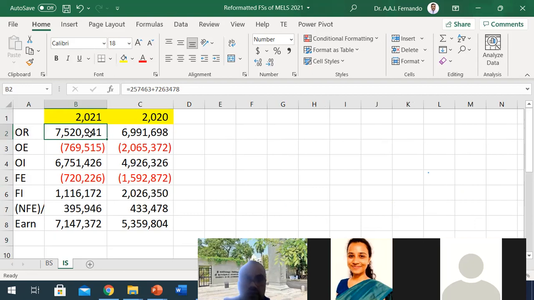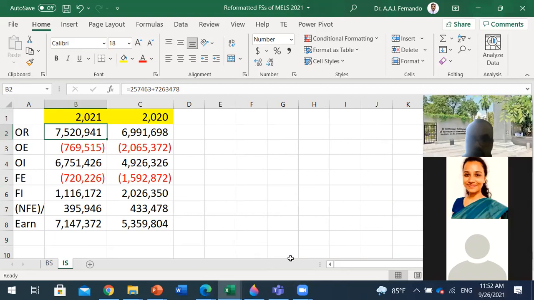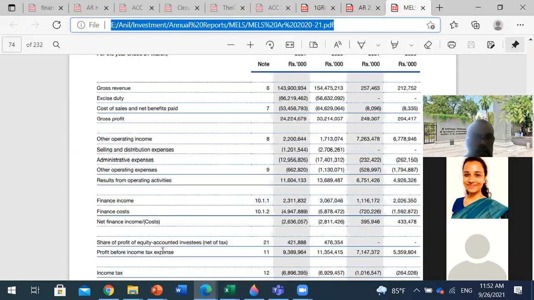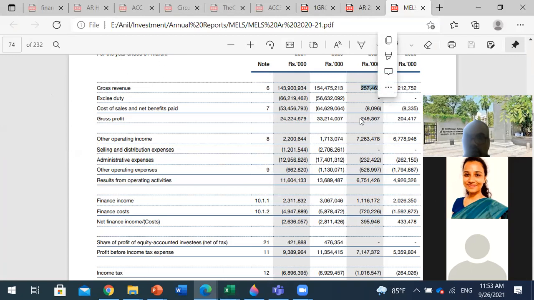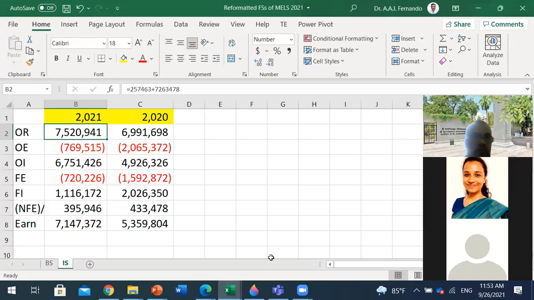So can you show them on the document, please? You mean in the annual report? Yes, sir, the annual report. It goes like this: gross revenue this much, and other operating income this much. Is that the one? Okay, thank you. These two. This plus this should be 7 million something. Yes, it should be the one.